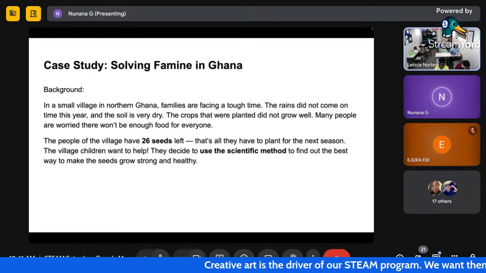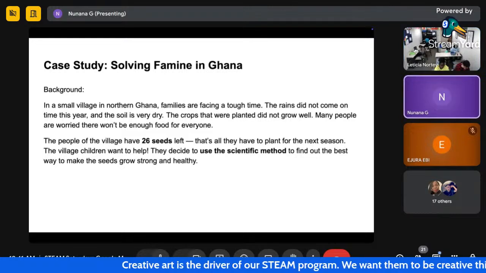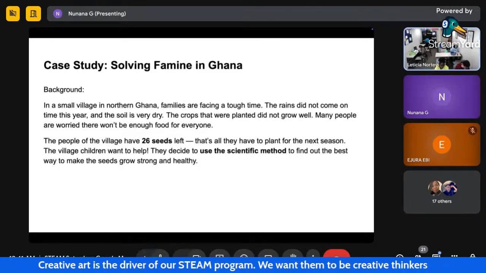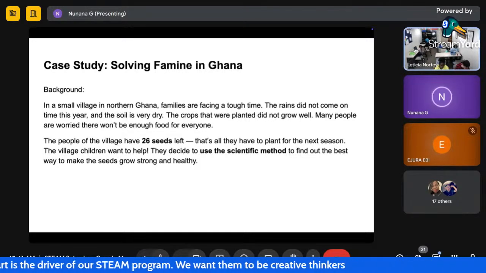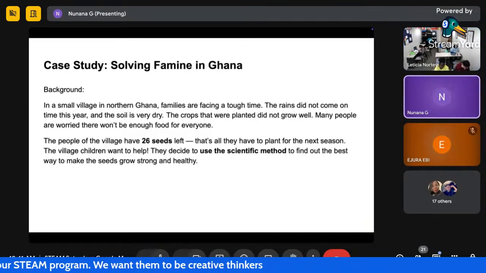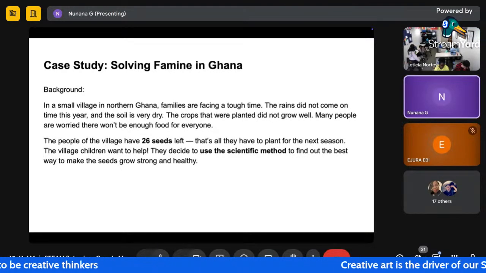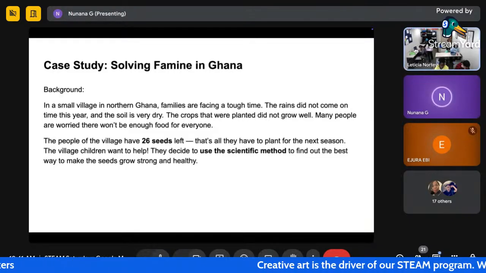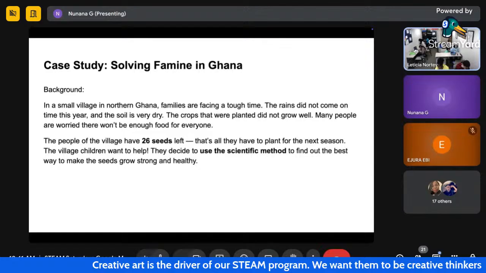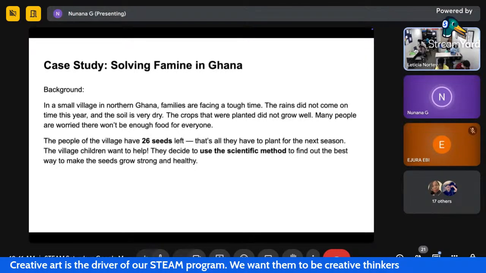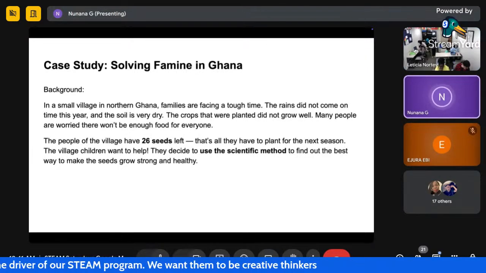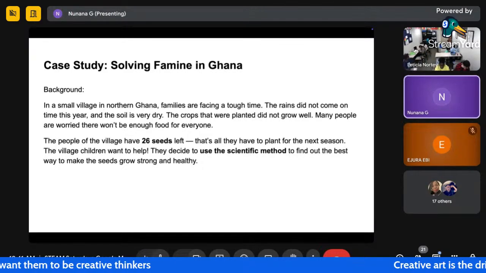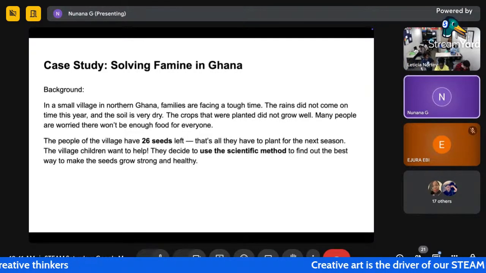So number one, they have a problem, which is famine. There's no food. Second is to ask a question. How are we going to get food? What is the best environment for us to grow seed, to get food? Does that make sense?